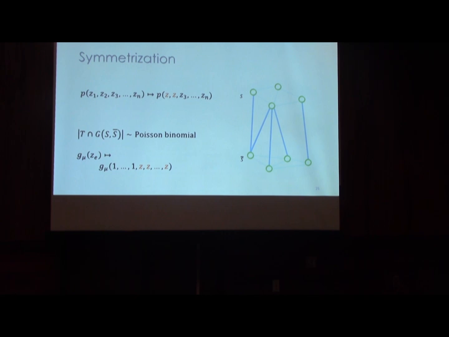Could you say the last statement one more time? Take this random variable, the number of edges of a random spanning tree in a particular cut. That is going to be distributed according to a Poisson binomial.